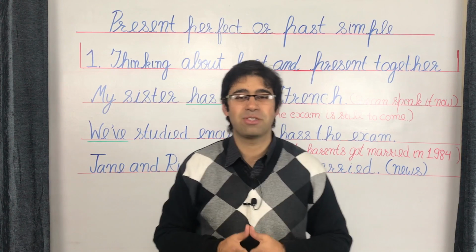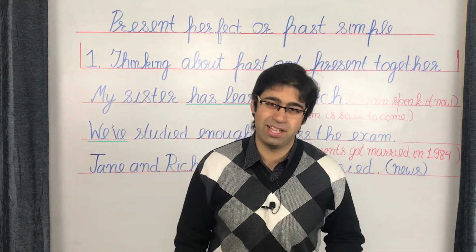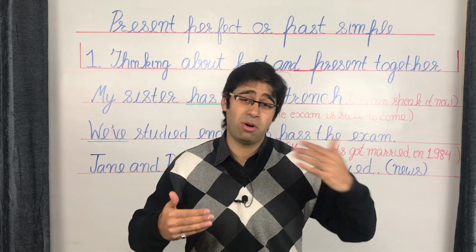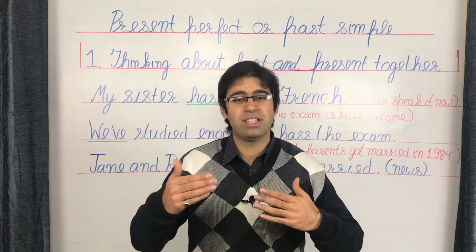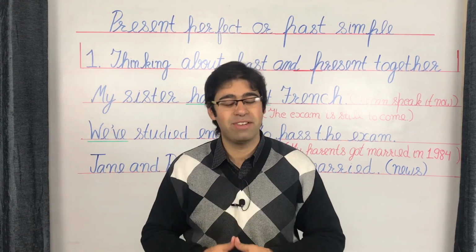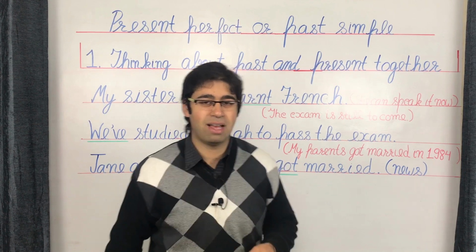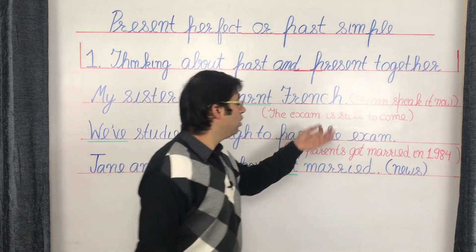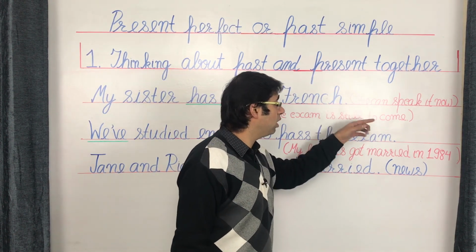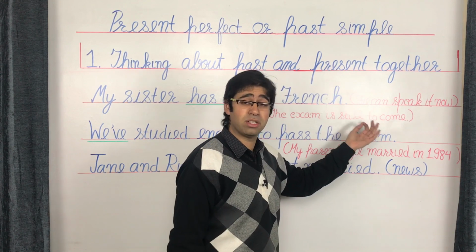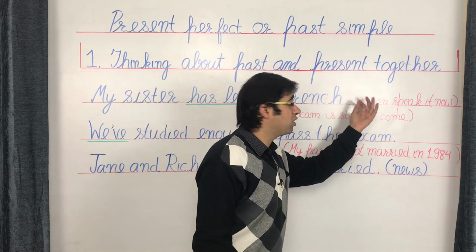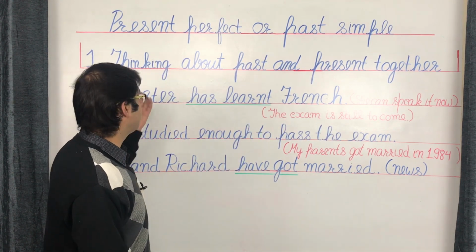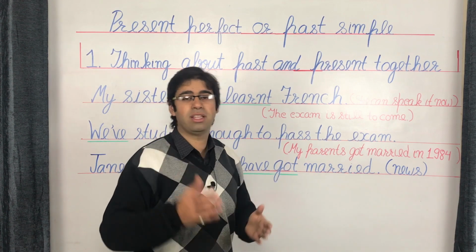Alright, so let's begin with the first case, which is thinking about past and present together. Whenever you wish to express an event which took place in the past while thinking of its consequences, effects, or relevance in the present, you're going to do that in the present perfect instead of the past simple. Let's have a look at an example. We've got the first sentence: "My sister has learned French," which is to say she can speak it now. So you are thinking over the present consequences of that past action, which is she can speak it now. Hence you've got the original action being expressed in the present perfect. Let's explain that with the help of a situation.